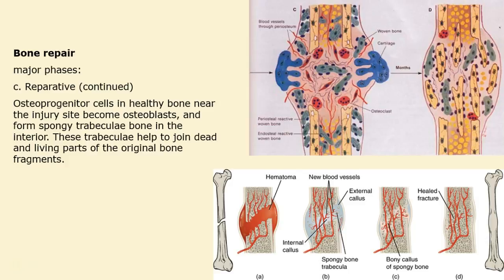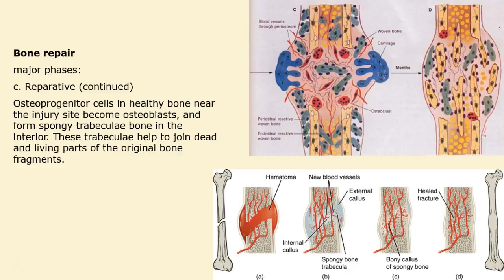There's a second part of the reparative phase, and that's when these osteoprogenitor cells are going to come from around the injury site and become osteoblasts. And osteoblasts are the good guys. They blast together a new bone. They're going to form first the spongy trabeculae, because we'll begin with the spongy bone and work our way into producing compact bone.